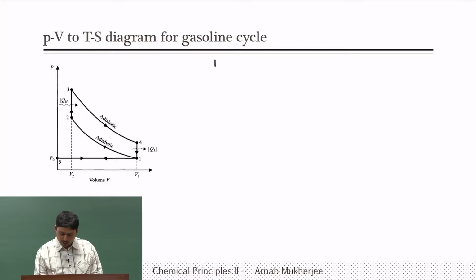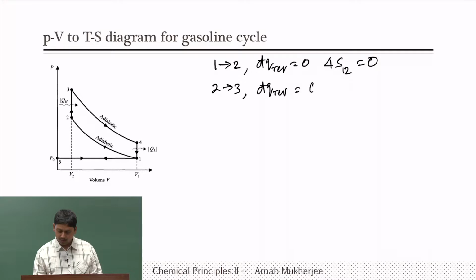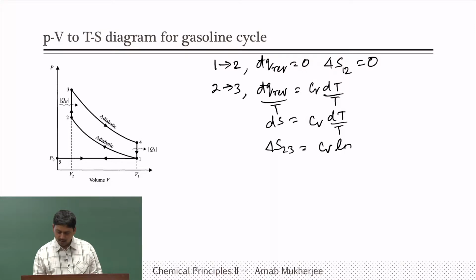So, in gasoline cycles, first step 1 to 2 is an adiabatic step. In an adiabatic step, dq reversible is going to be 0. So, therefore, change in entropy is going to be 0. Now, 2 to 3 is an isochoric step. In an isochoric step, dq reversible we know is Cv dT. So, therefore, dq reversible by T is Cv dT by T, and therefore, dS is Cv dT by T, and S 23 is Cv ln T, and since we are going from T 2 to T 3, it should be T 3 by T 2.